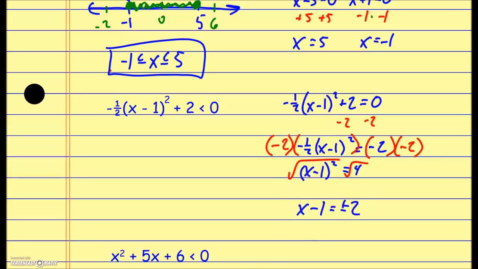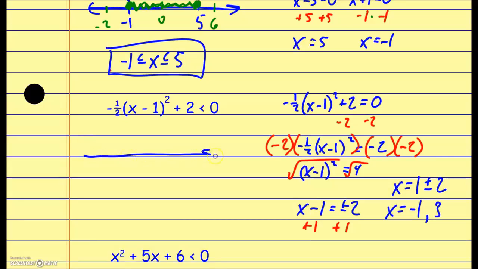And now from here, I'm going to add that 1 to each side. And when I do that, keep in mind what I get here is x equals 1 plus or minus 2, which means two things. I have to do 1 minus the 2, which gives me a -1. I also have to do 1 plus the 2, which gives me a +3. And so I get my two x-intercepts or my two answers here.